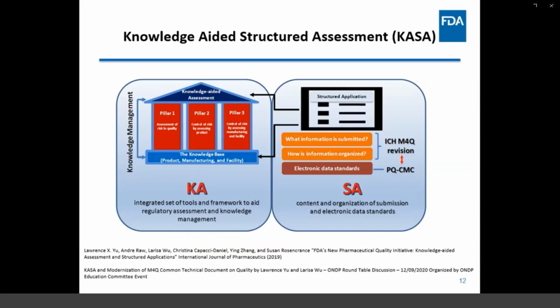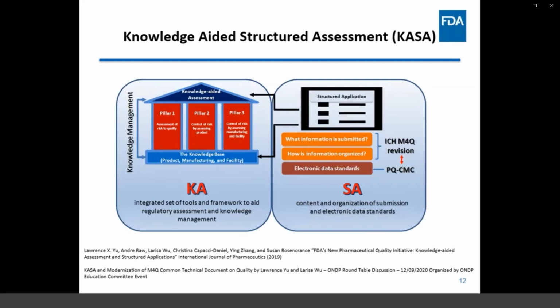As shown in that previous slide, our understanding is based on this risk-based assessment. One of the drives in the agency moving forward is to really have a knowledge-aided structured assessment, building in that risk assessment. And here is the process by which we're doing it. It's known as CASA. CASA is an integrated set of tools and frameworks that aid in regulatory assessment and knowledge management. I'll focus on the KA portion.